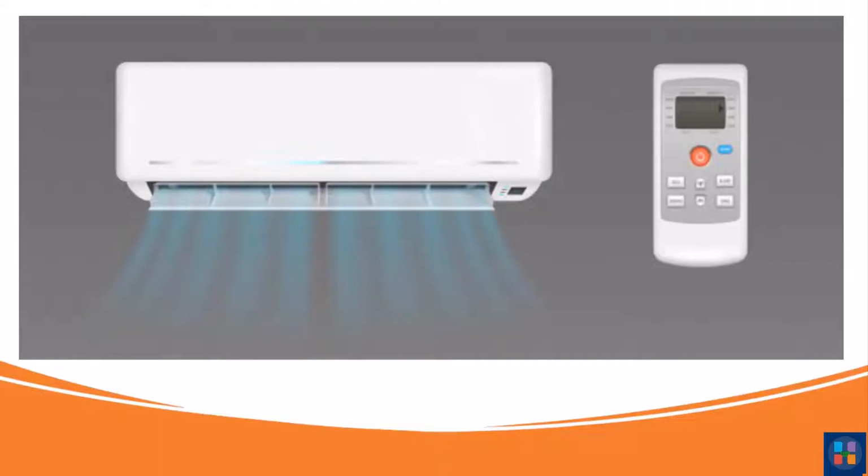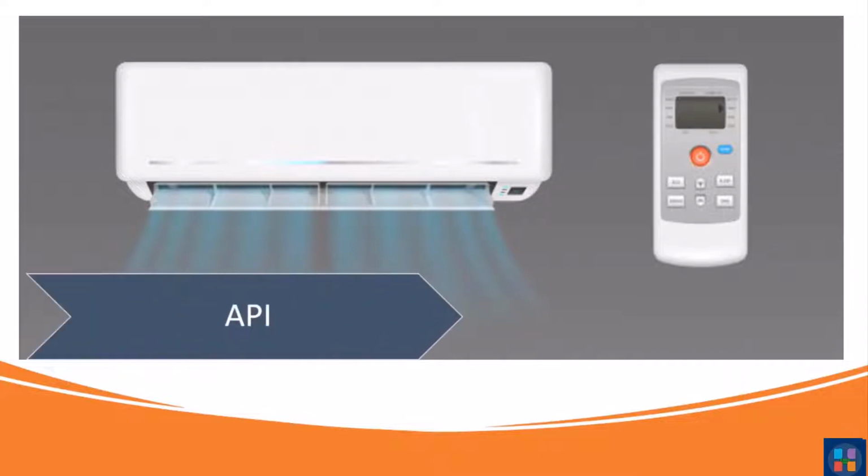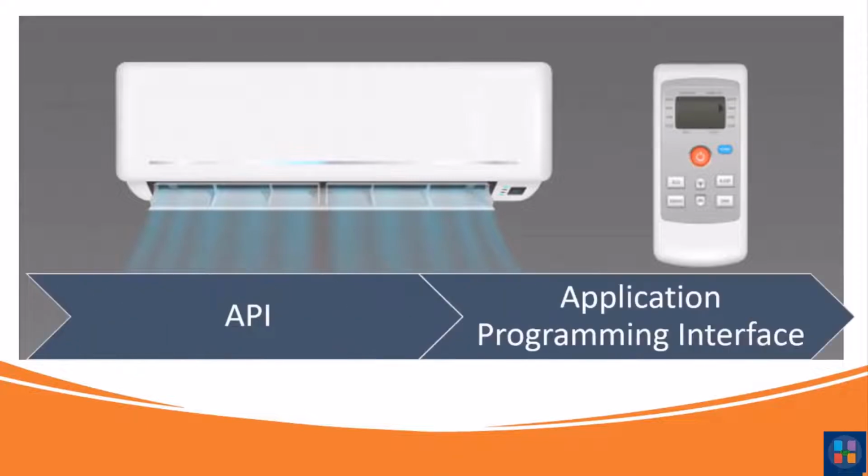So in my previous lesson, I talked about APIs. In this lesson, I'm going to explain in easy language what an API is. An API is basically an application programming interface, and consider it like your AC remote. An AC remote is actually an interface to interact with your air conditioner, and the AC remote can handle different commands such as increasing the temperature or decreasing the temperature.